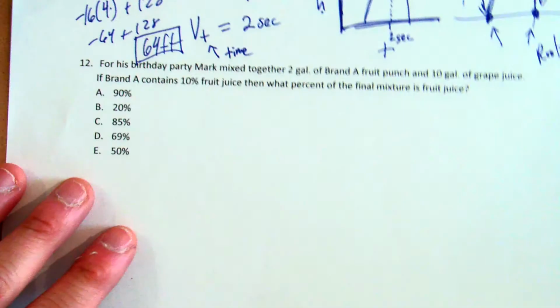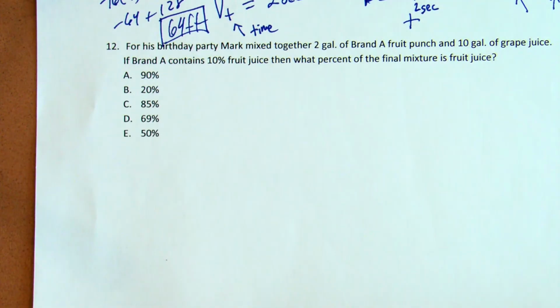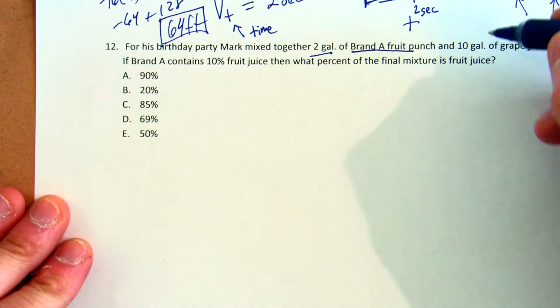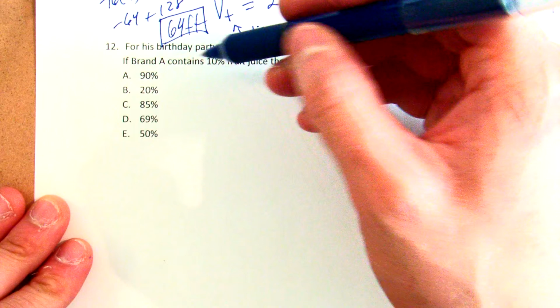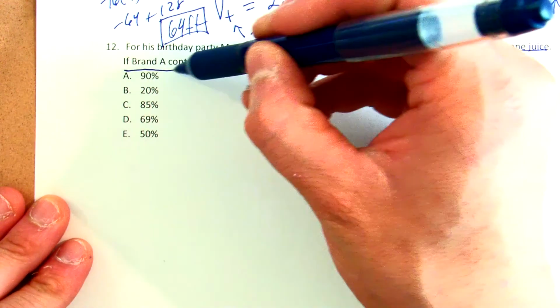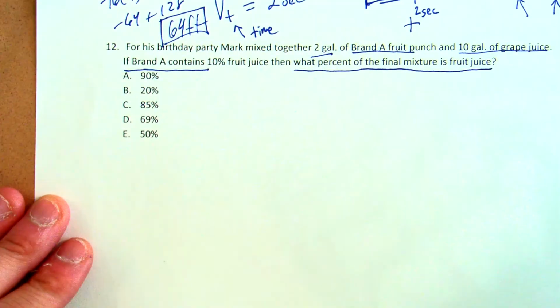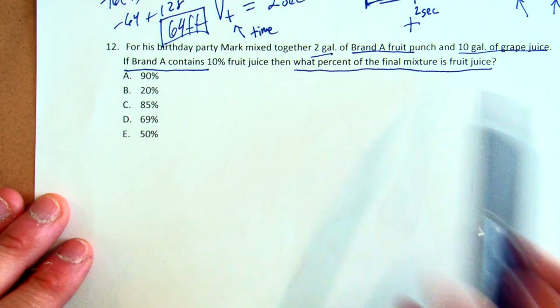Looking at number 12 in our midterm. It says here, for the birthday party, Mark mixed together 2 gallons of Brand A fruit punch and 10 gallons of grape juice. And Brand A contains 10%. And this says, what percent of the final mixture is fruit juice here?